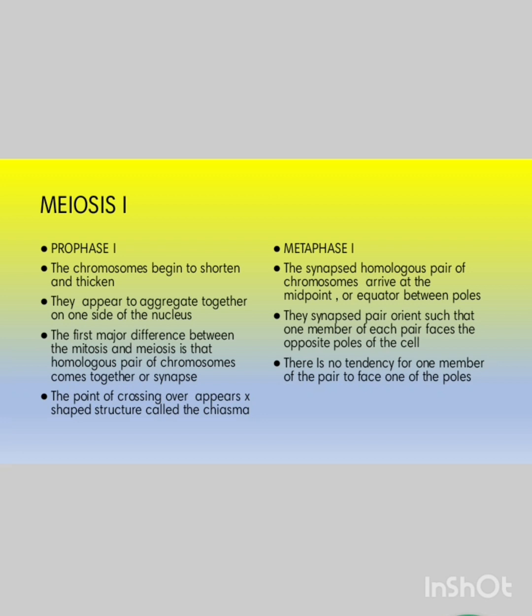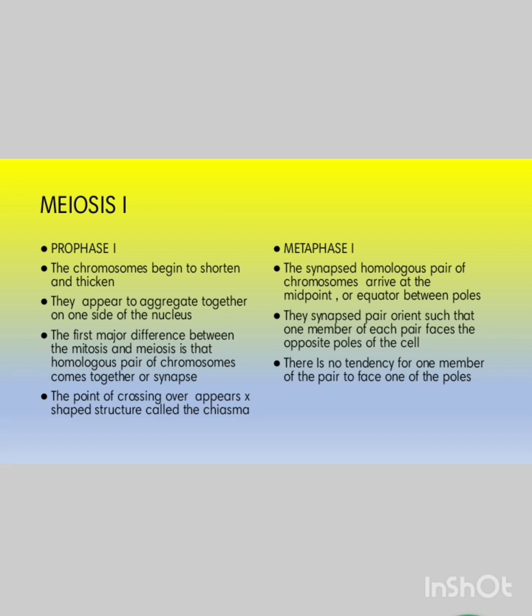Firstly, meiosis 1, prophase 1. The chromosomes begin to shorten and thicken. They appear to aggregate together on one side of the nucleus. The first major difference between mitosis and meiosis is that homologous pairs of chromosomes come together, or synapse. The points of crossing over appear as egg-shaped structures called the chiasmata.